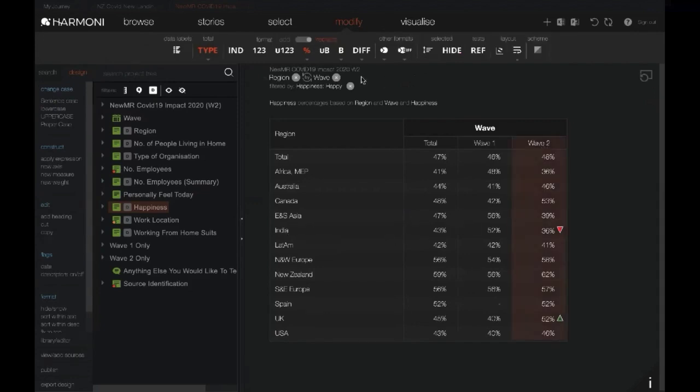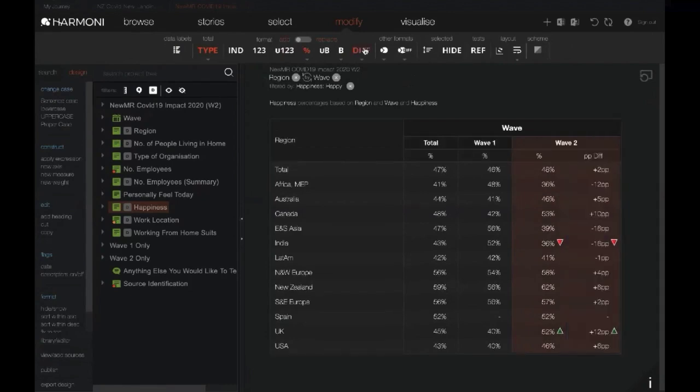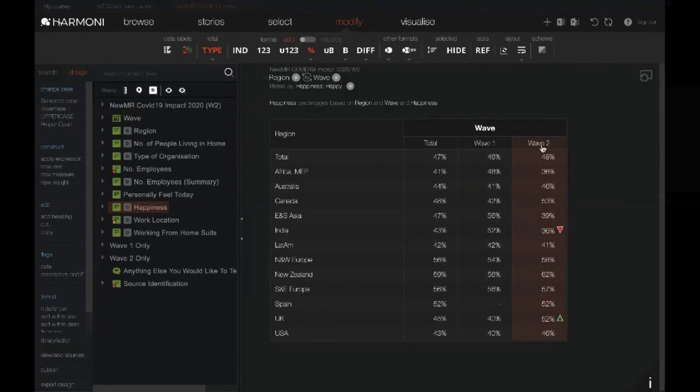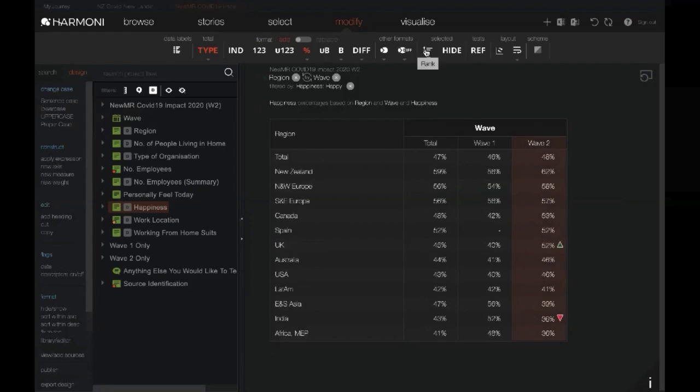Let me just check that by adding the differences in here. And we can see that absolutely yes, 16 percentage points down in India, 12 percentage points up in the UK. These are differences of significance. What I really want to see here though is what's going on here in New Zealand. And to do that, I'm going to rank the table by wave 2, and we see that here, the researchers in New Zealand are reporting the highest levels of happiness across all of these regions. And the real question is, what is it that differentiates us from everybody else?